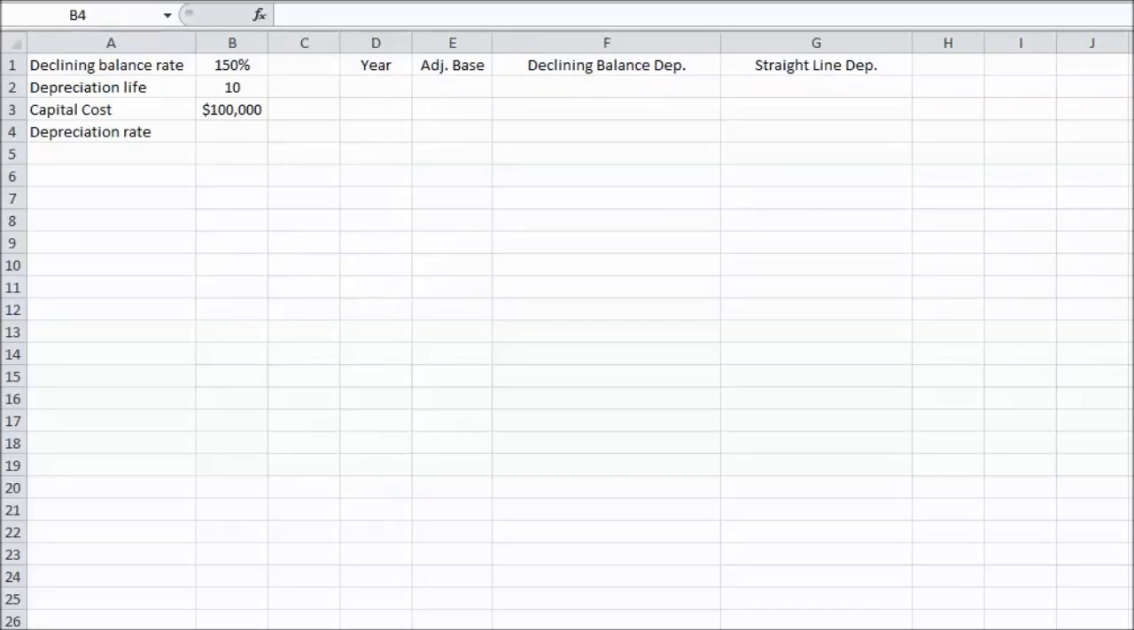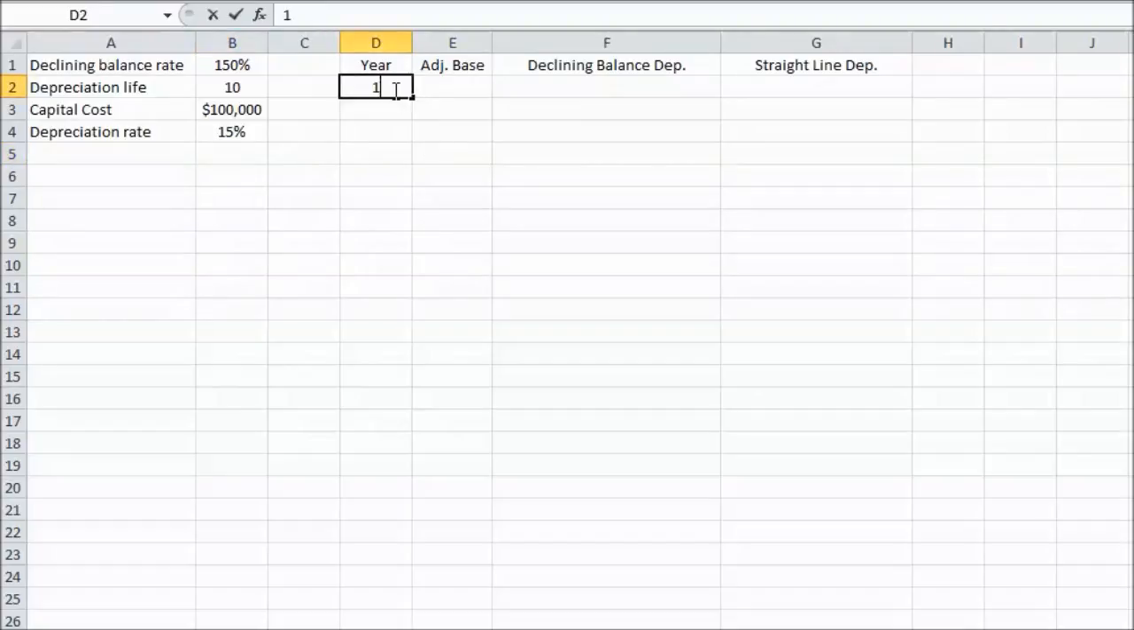So let's use an Excel spreadsheet to formulate this problem and see how we can use a spreadsheet to calculate the depreciation using the declining balance switching to straight line method. So declining balance rate was 150%, depreciation life 10 years, capital cost was $100,000 and zero salvage value. The first thing we have to do is calculate the depreciation rate, which is we divide this 150% by the 10 years of depreciation life. So we are going to have 15% of depreciation rate or declining rate per year.